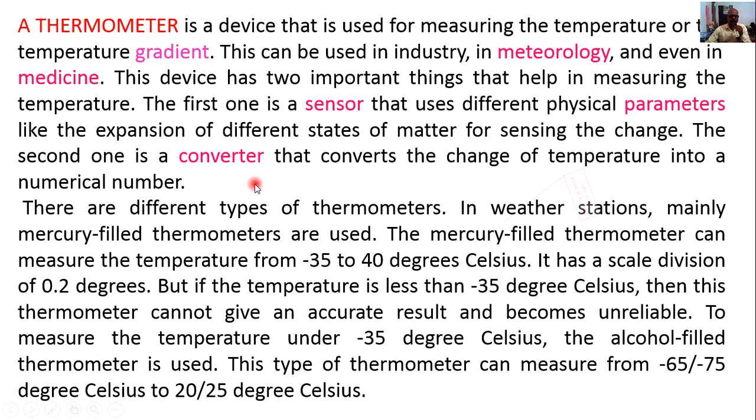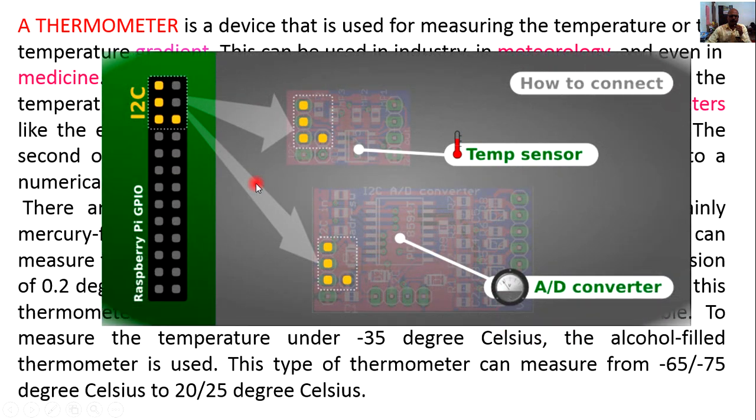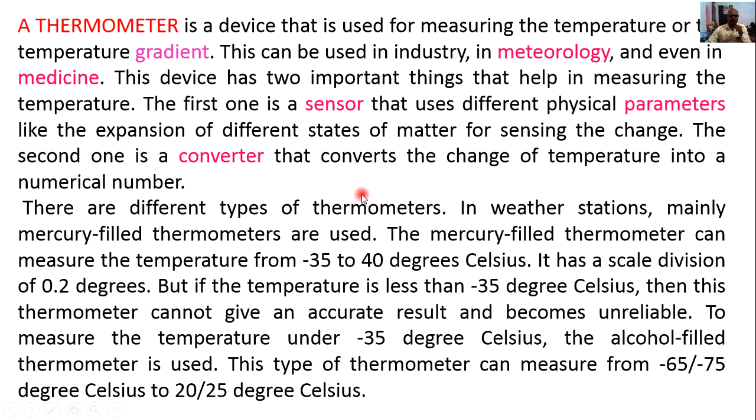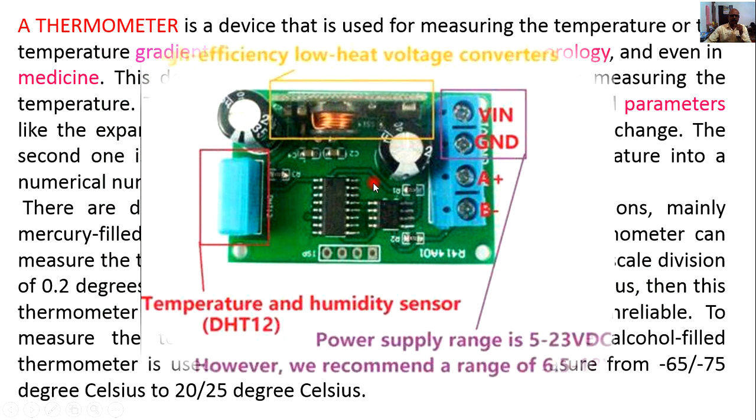Now we are going to watch how to connect the temperature sensor. That is the sensor, and that is the converter. In another picture, you are going to watch again the sensor and converter. Here that is the sensor, and that is the air temperature and humidity sensor, and that is the converter here.